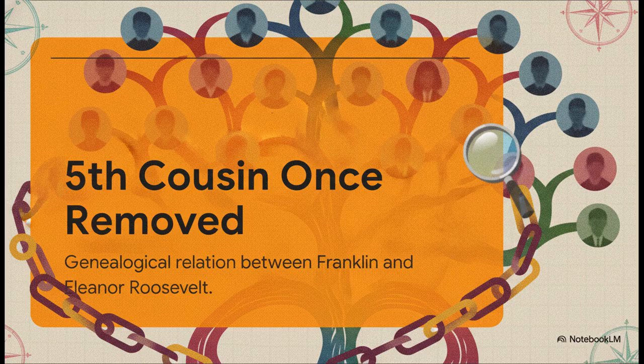Yep, fifth cousins once removed. Eleanor's father, Elliot, was Teddy Roosevelt's brother. It was all so deeply intertwined that on their wedding day, President Teddy Roosevelt himself gave Eleanor away in honor of his departed brother. They were keeping these incredibly powerful political alliances and Teddy's direct blessing strictly within the family.